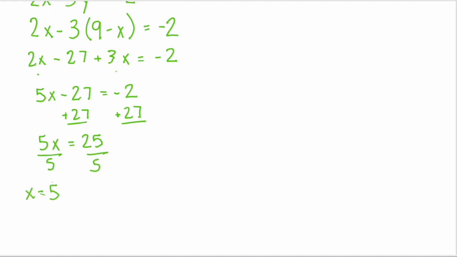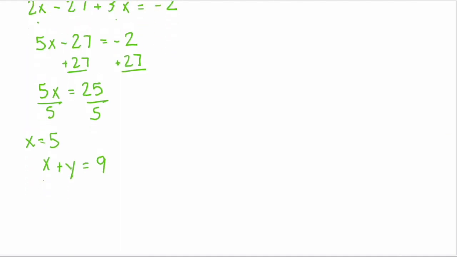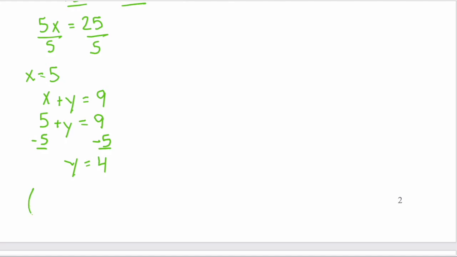Now that we have x, we need to go back to our original equations, pick one of them, substitute it in, and solve for y. I'm going to pick the equation x plus y equals 9 because it's the easiest. I substitute my x, 5, so 5 plus y equals 9. Subtract the 5, and we get y equals 4. So our answer with substitution is the point (5, 4). That's exactly what we got when we used graphing.